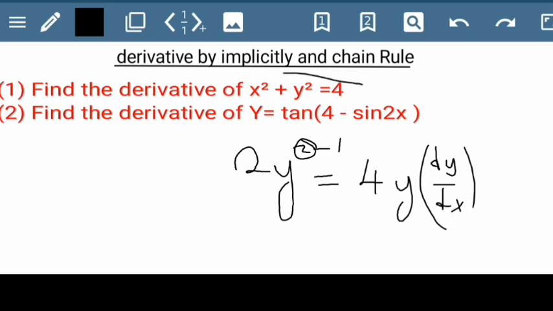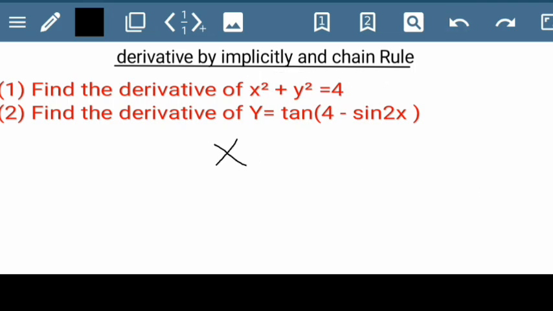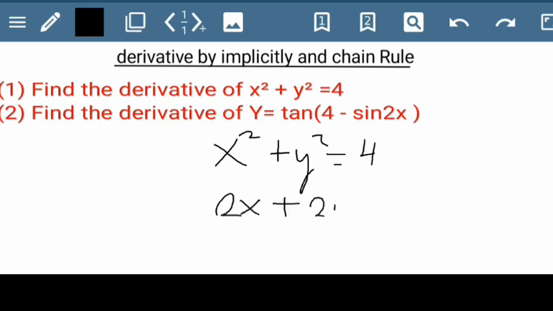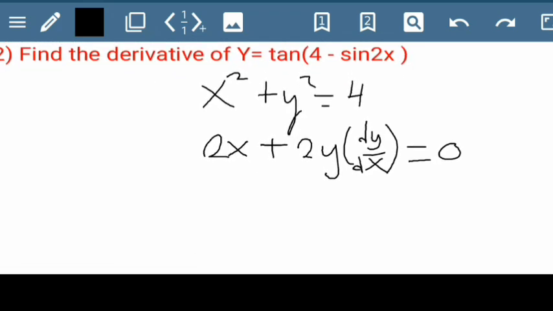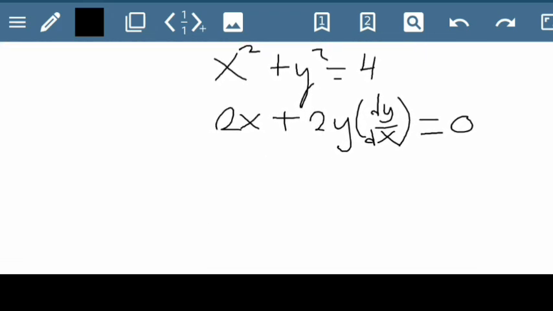So let's try to answer the first question. We have been given x squared plus y squared being equal to 4. So the derivative of x squared is going to be 2x. Then the derivative of y squared is going to be 2y. And remember, when you differentiate y, what are you supposed to put? You need to add dy/dx. Okay. So the derivative of a constant number is 0. So I put 0 here.